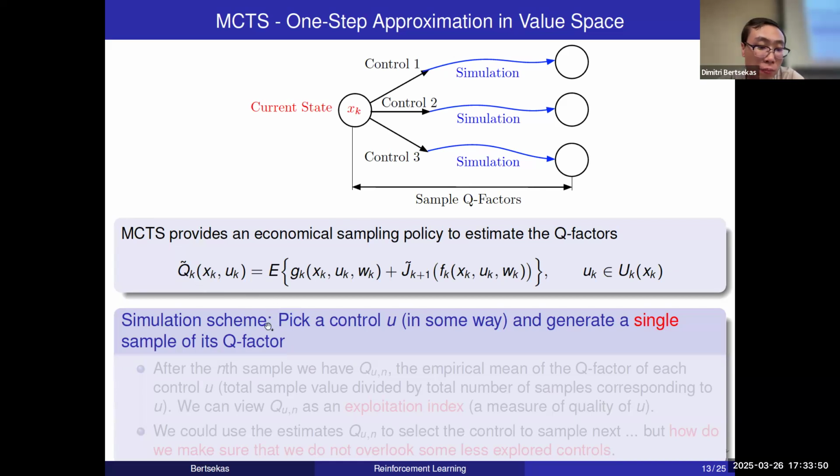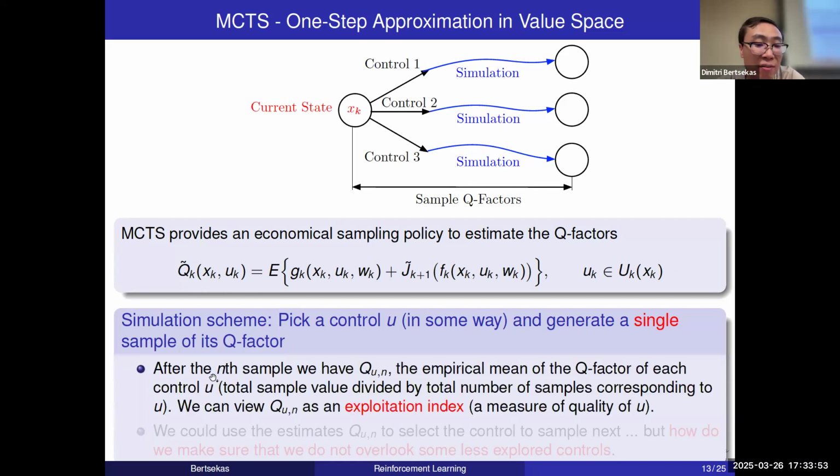So suppose that we already have n samples, and for each U, we denote QUN its empirical mean, the empirical mean of the Q factor of the control U. So the total sample value divided by the total number of samples corresponding to U. Essentially, after one trajectory, we get one sample of the Q factor, and after n samples, we just average them over, right? It's the empirical mean.